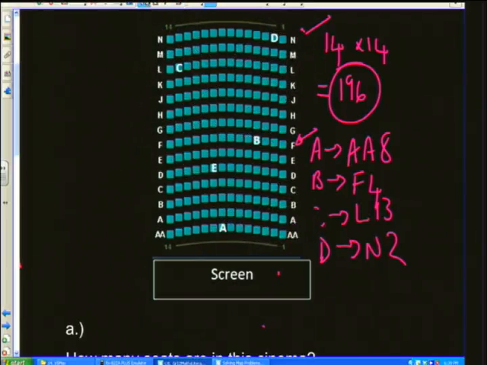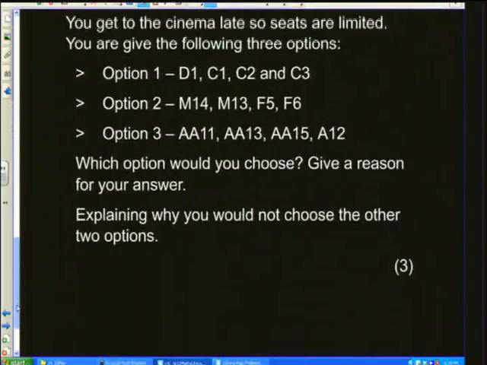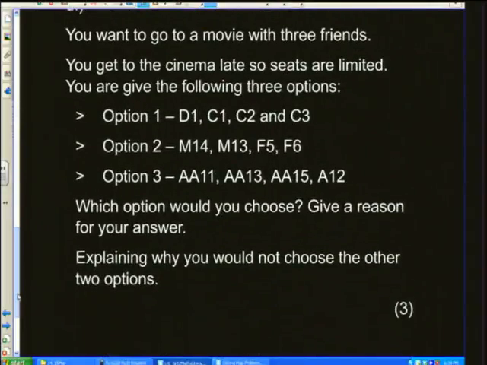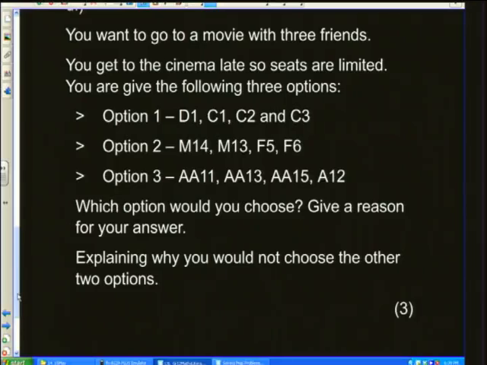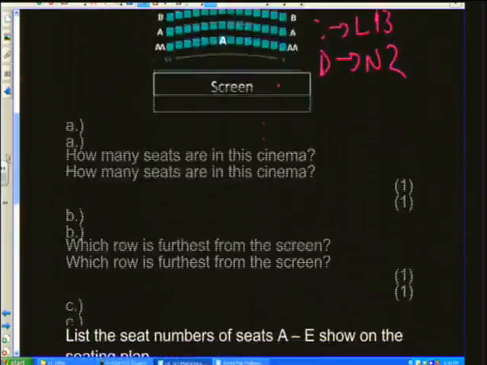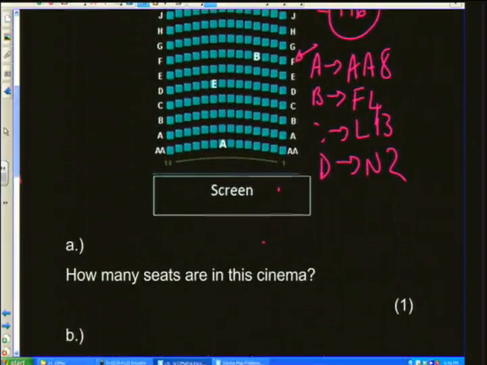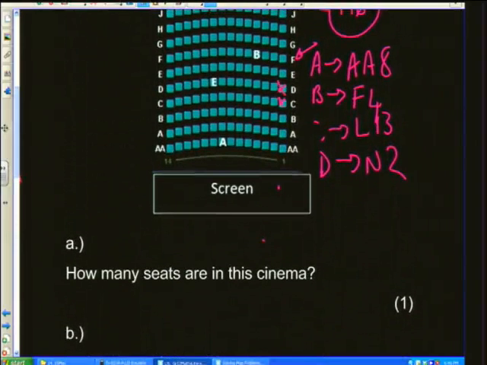Okay, here we go. Now, the next question states this. You want to go to a movie with 3 friends. Do you have 3 friends? Okay, cool. You get to the cinema late, so seats are limited. You are given the following 3 options. Option 1, seats D1, C1, C2, C3. Okay? Let's mark that down. D1 is this seat over here, and that seat, and that seat. That's one of the options.